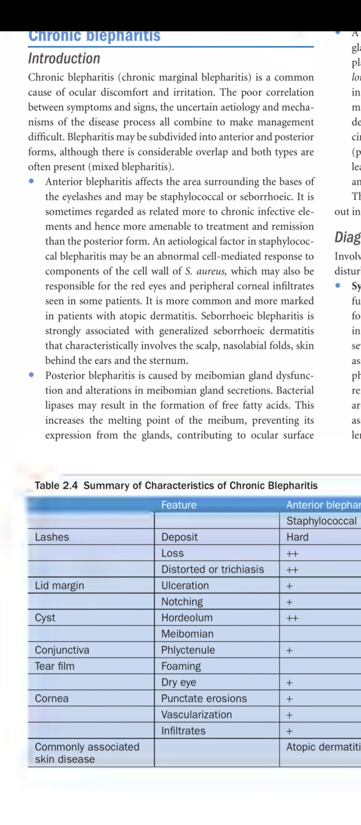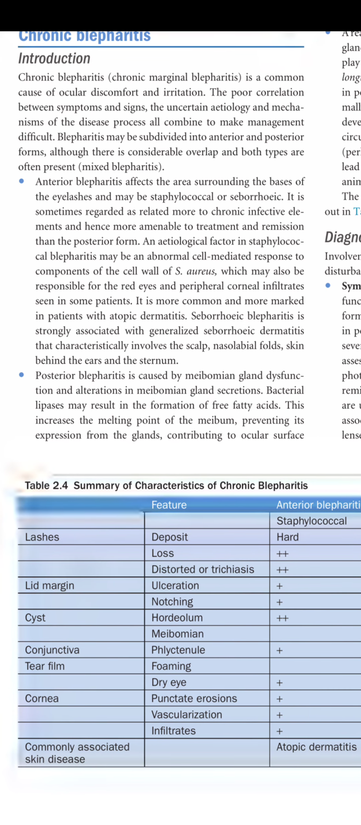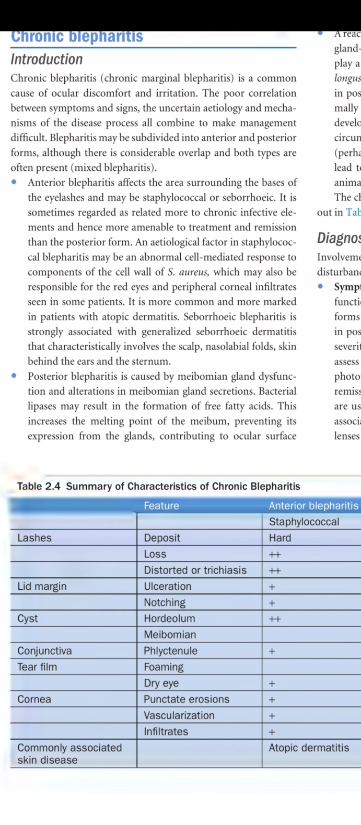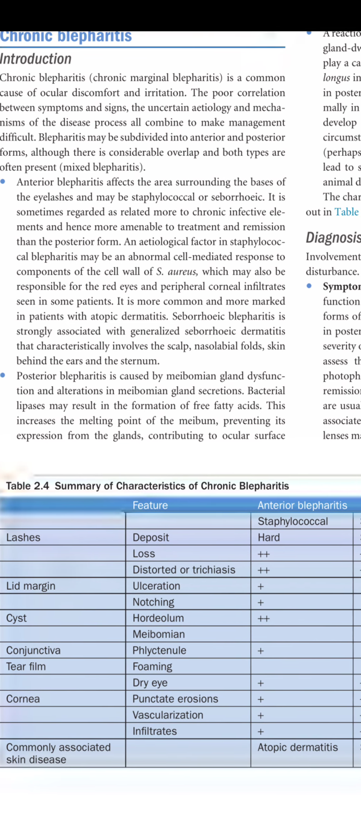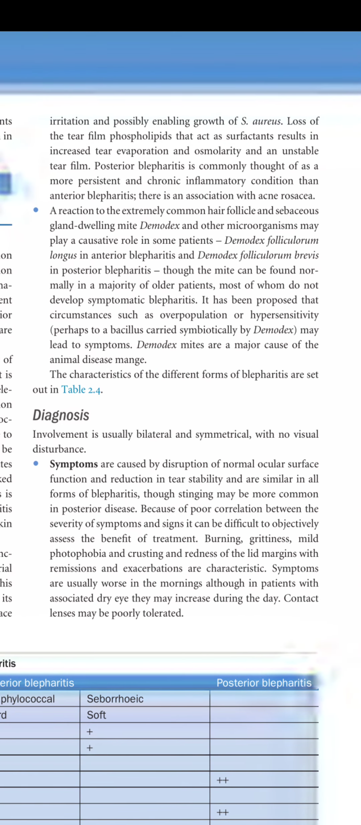Posterior blepharitis is caused by meibomian gland dysfunction and alteration in the meibomian gland secretion. Bacterial lipases may result in the formation of free fatty acids. This increases the melting point of the meibum, preventing its expression from the gland, contributing to ocular surface irritation and probably enabling the growth of Staph aureus. Loss of the tear film phospholipid that acts as a surfactant results in increased tear evaporation and osmolarity, and an unstable tear film.